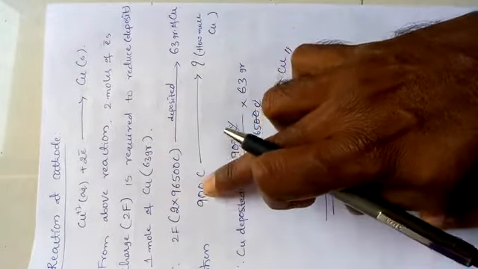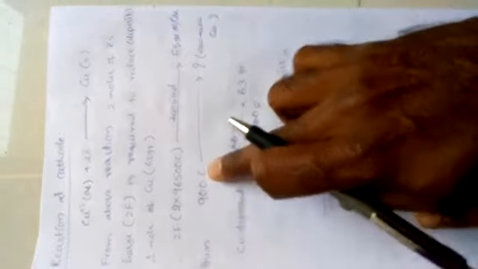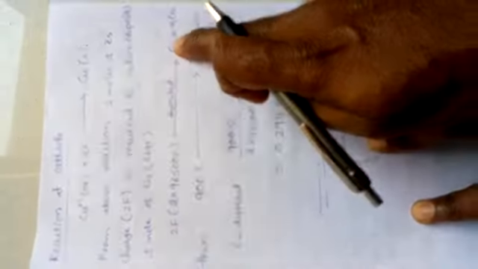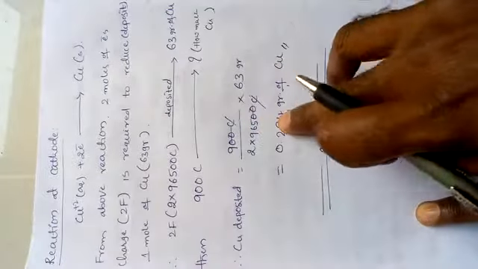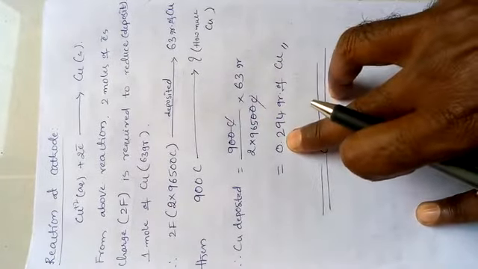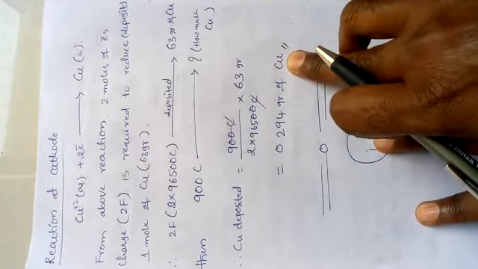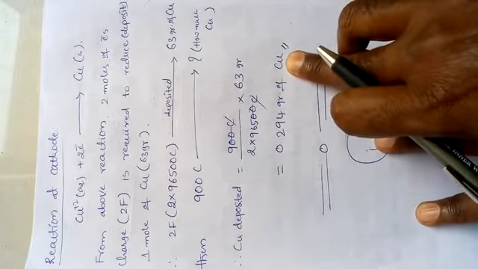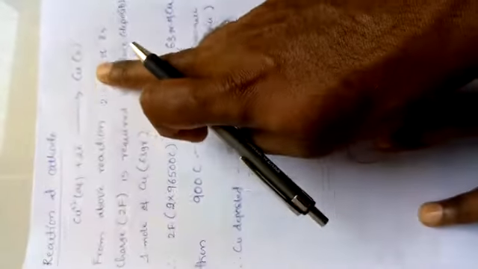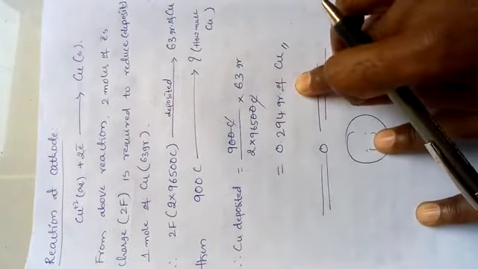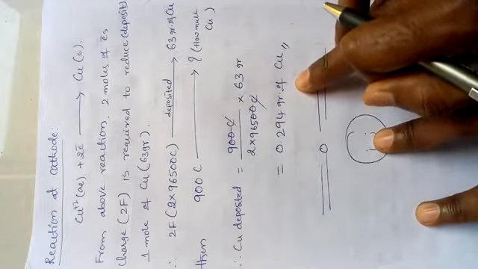Then what is the charge given in the problem? 900 coulombs. How much copper does it give? The amount of copper deposited is the lower value divided by the upper value, multiplied by the side value. If you take it like this, the coulombs get cancelled. If you simplify, we get 0.294 grams of copper deposited at the cathode. For this you should know the Faraday value, how many moles of electrons and how many moles of copper are involved in this chemical reaction. You simply have to recognize that, and we can easily find the value. Based on this, we can solve other problems also.